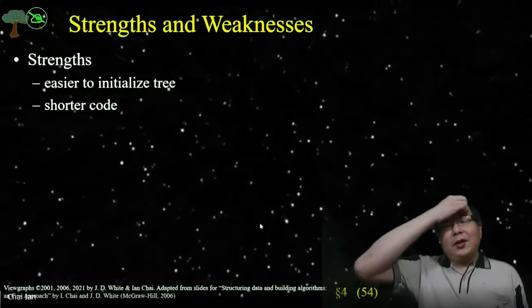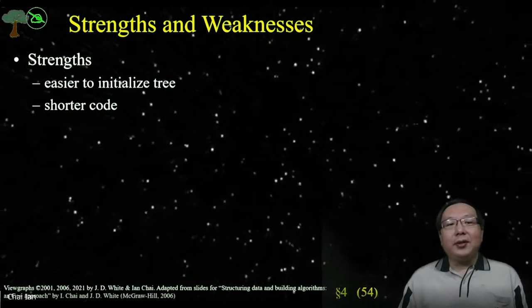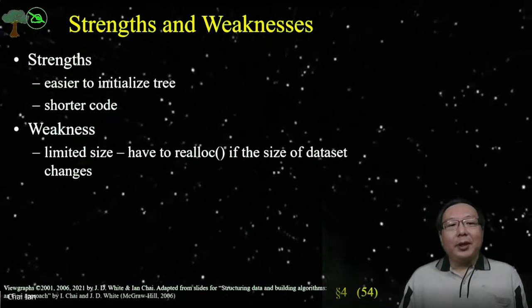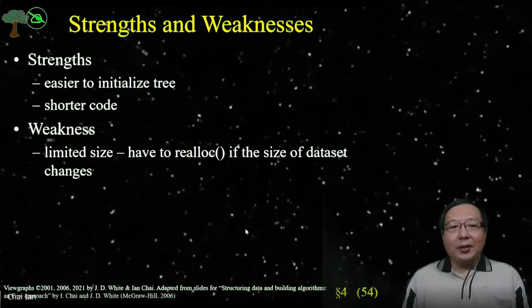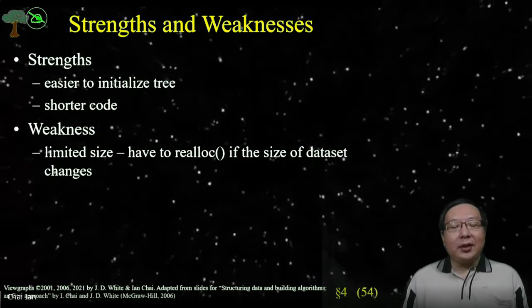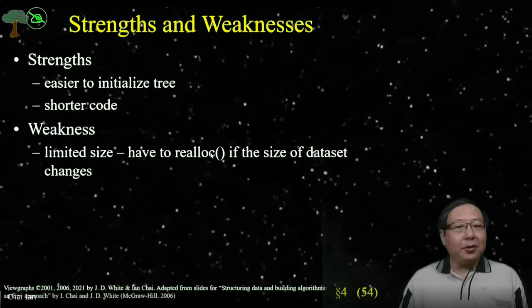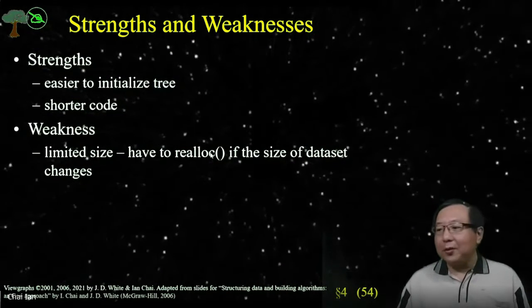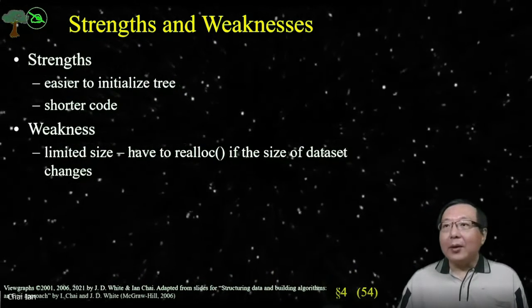So the strengths of the array-based version is that it's easier to initialize the tree and your code is shorter. But the weakness is that the size is fixed. You have to reallocate the memory if the size of the data set changes. Actually, realloc is the C version. I'm not sure what it is in C++. I forgot to look it up. Maybe I'll try and look it up now and see.